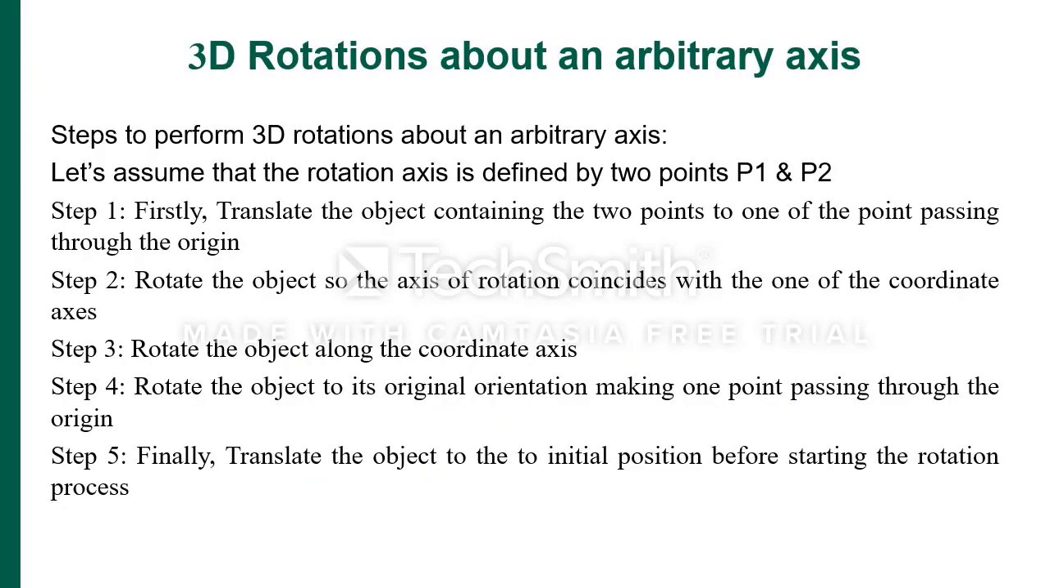And next, moving on to 3D rotation about an arbitrary axis. So what does this mean? Three-dimensional rotation about an arbitrary axis means, let us assume that the rotation axis is defined by two points. Firstly, we need to translate the object from one position to another position.